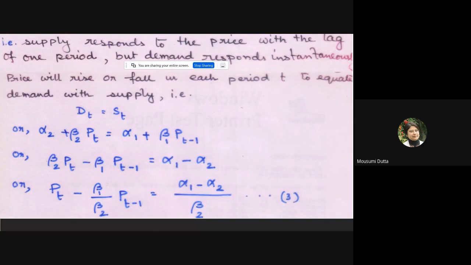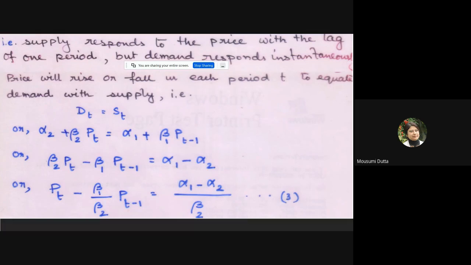I hope you are understanding this equation. There is no problem in writing this equation. However, the question is why we are putting all Pt minus 1 to the left and all the constants to the right. There is a purpose. Actually, this is a first order difference equation. We need to find out the first order difference equation, then we have to solve it.